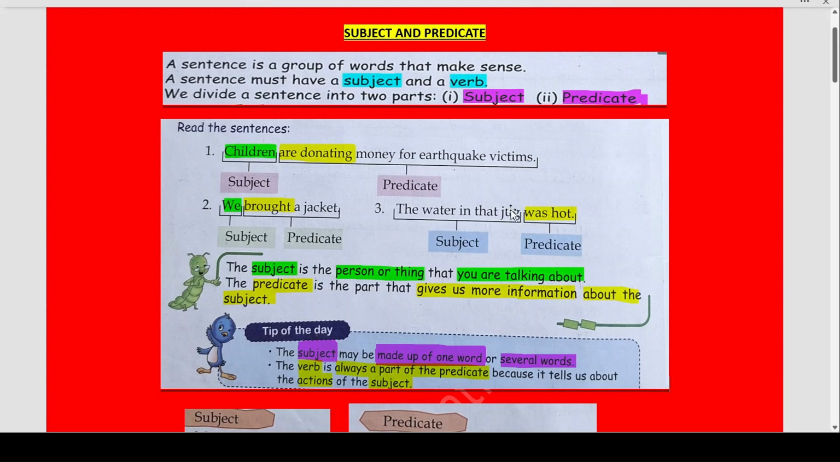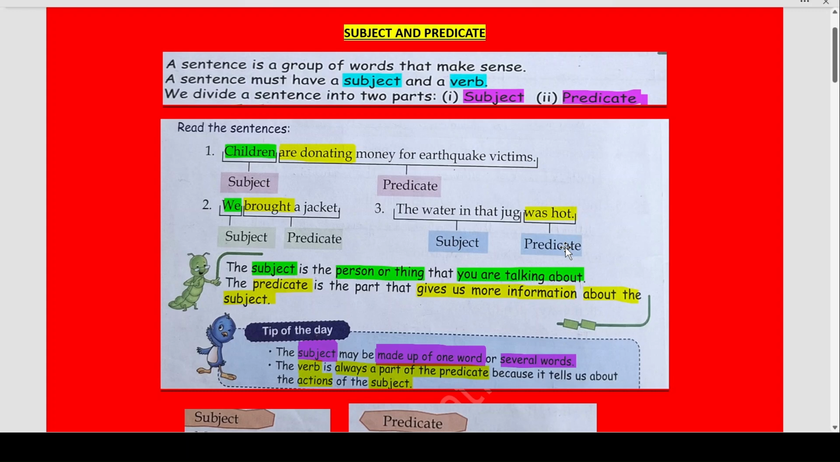Number three, the water in that jug was hot. Now, subject, students, need not necessarily be a single word. It can be more than one word or several words. So, in this sentence, what are we talking about? We are talking about the water in that jug. So, this part of the sentence becomes your subject, and was hot becomes your predicate.